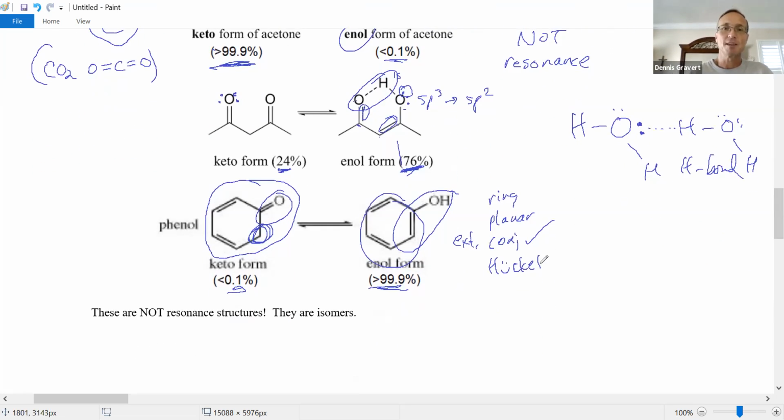Oh yeah, and keep this in mind. All these ketos and enols are not resonance structures. We're moving a hydrogen, right? No H here, and now there is. They're isomers. So watch your arrows. These are equilibrium arrows. The single line with double head, that's a resonance arrow. So be careful with your usage of the arrows.